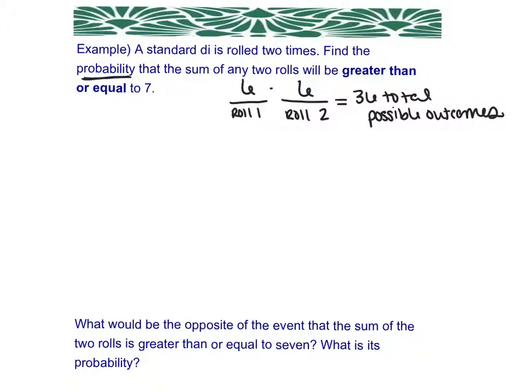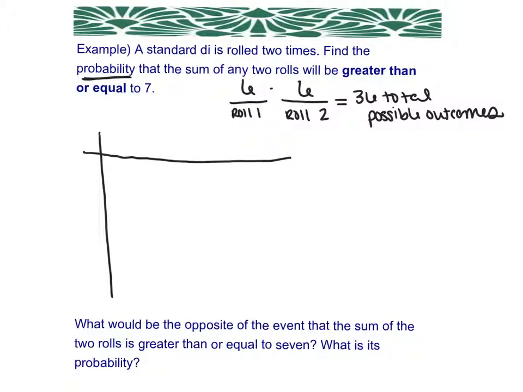And I'm just using the fundamental counting principle to get 6 times 6, which is 36 possible outcomes. If I want to find the probability that the sum is going to be greater than or equal to 7, I think it's going to be best to list the outcomes. I can do that with maybe a tree diagram or a chart, and I think I'm leaning towards a chart for this one. Let's make a chart.